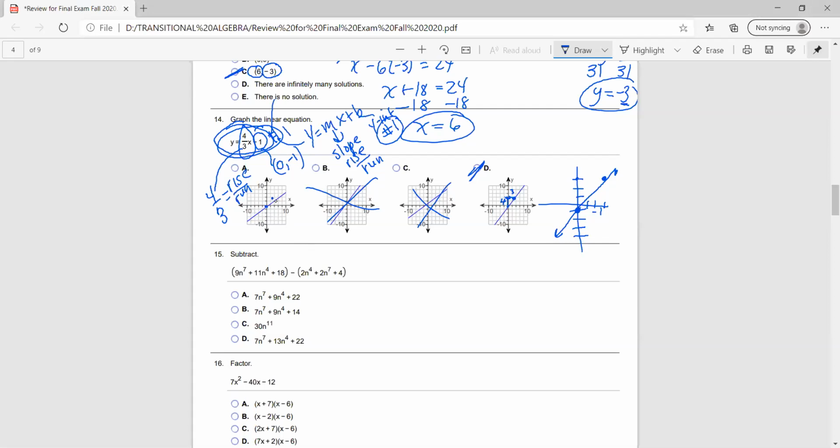There's another way that you could tell. If you looked at your points, pick out a point and make sure that point is on the line if it's really difficult to read like this one.